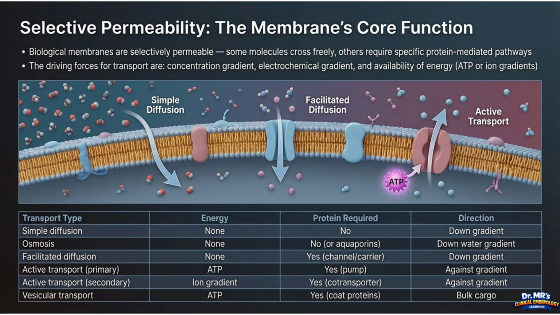Different ion concentrations, different pH, different metabolite levels. It maintains these differences not by being impermeable to everything, but by being selectively permeable, allowing some substances through while excluding others, and doing so under precise regulatory control.